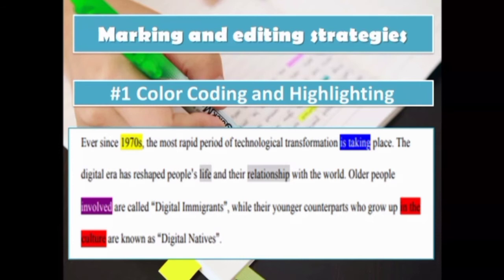First, color coding and highlighting. Similar to error codes, color coding and highlighting uses a previously explained system for marking errors. This saves time when marking papers. Students often find it much easier to understand a document with different colored highlights than a document with scribbled, difficult to read shorthand markings. So, here are the examples.